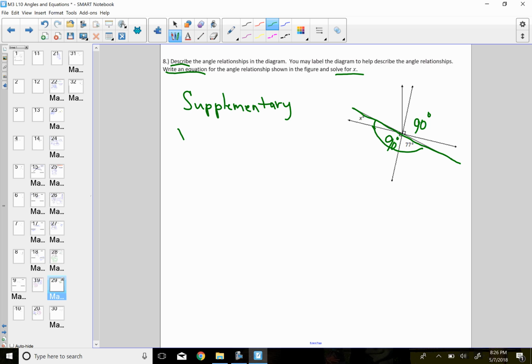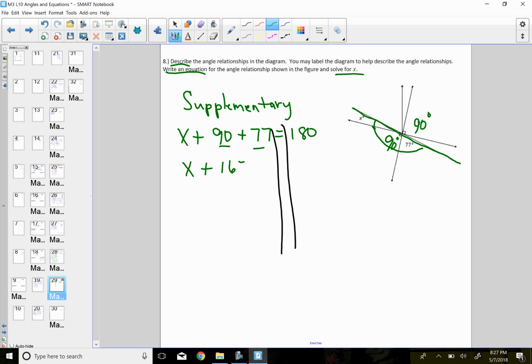So supplementary angles. The equation is x, 90, and 77 put together equal 180 degrees. Now I just need to solve this equation for the value of x, because we already described it and wrote our equation. If I add 90 and 77 together, I get x plus 167 equals 180. These equations aren't too tough to solve once I find the relationship that describes them and write it. So I'm going to subtract 167 on both sides. So x is going to equal 13 degrees.